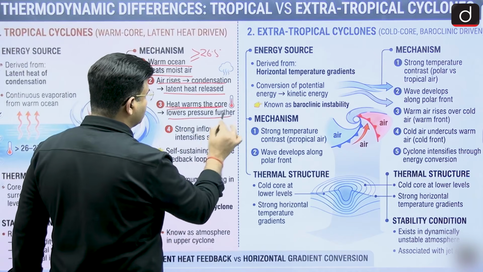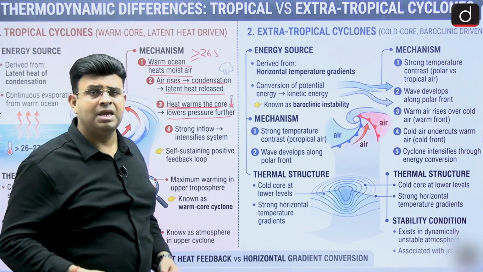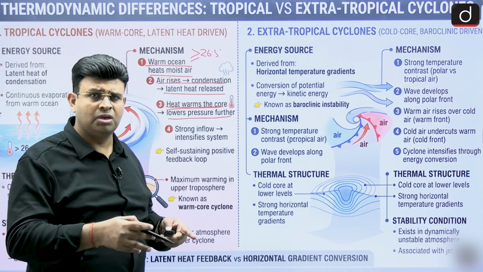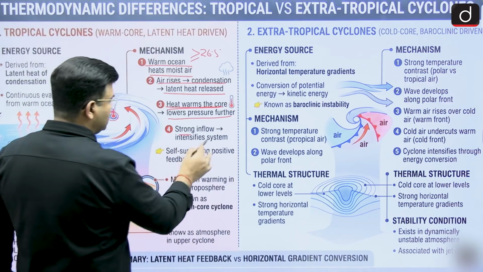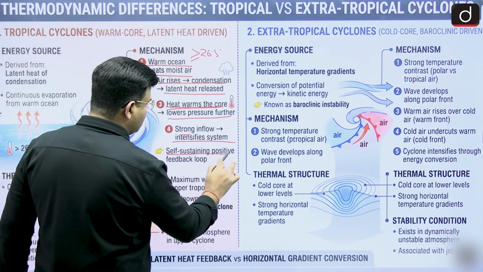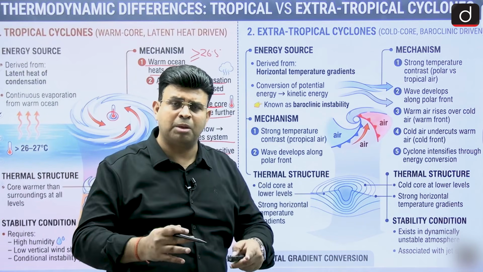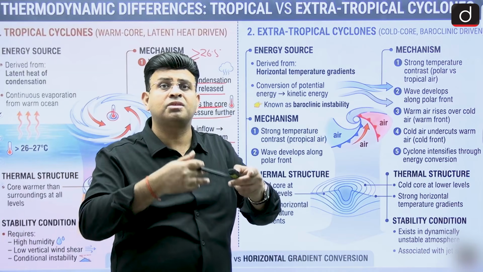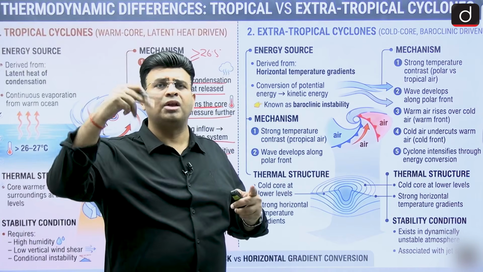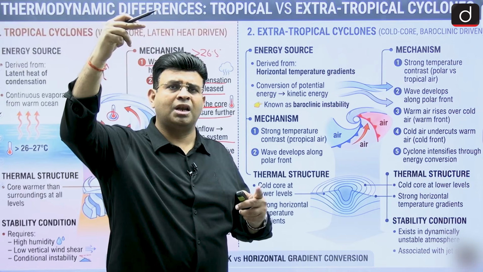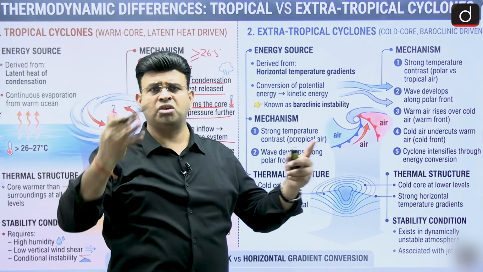When the heat warms the core, the pressure in the center decreases further, which helps move the wind faster toward the center because of the latent heat, creating strong inflow. If it is low pressure, inflow will be more, and it will intensify the system. This is a self-sustaining positive feedback: low pressure brings more water vapor, more latent heat of condensation, more release. It keeps increasing as long as the sea gives warm water, and the warm water vapor goes upward into cloud, releasing latent heat of condensation. It is like a chain reaction that keeps happening.